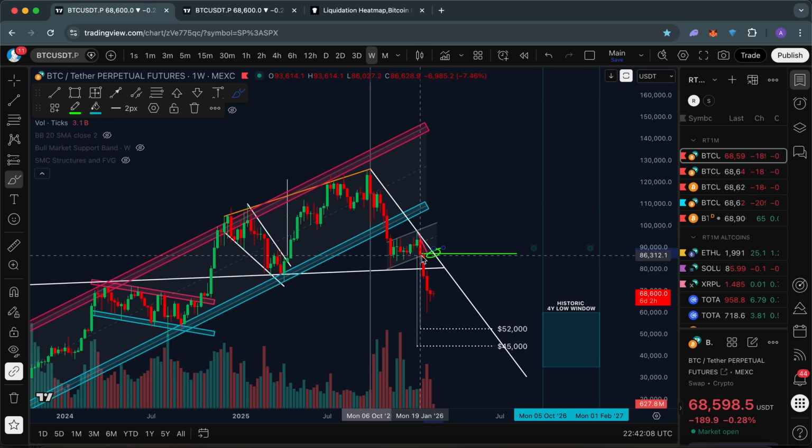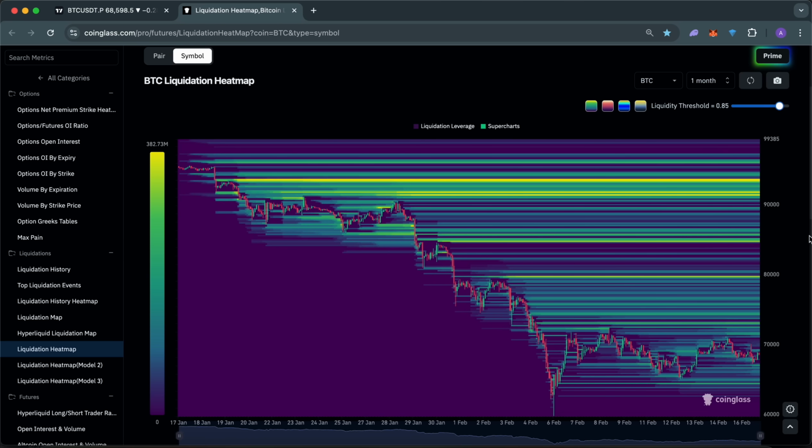Again, so long as we don't see invalidation by getting a move above the point of the breakout, the base case expectation on the channel is that we are going to see lower prices for Bitcoin, with the first target being $52,000.